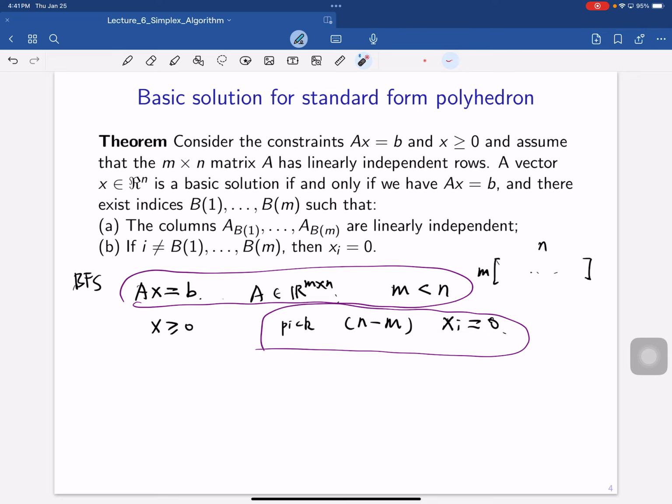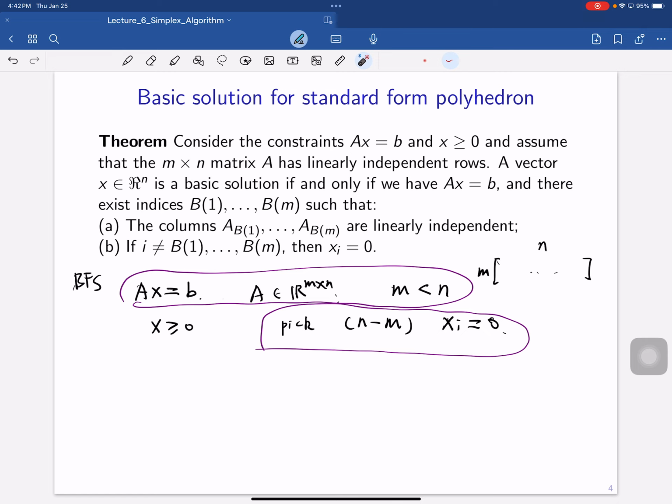So why is this the case? Maybe first I'll let people absorb the statement a little bit, right? Any questions regarding, let's say, the theorem itself before we show why the theorem is true?